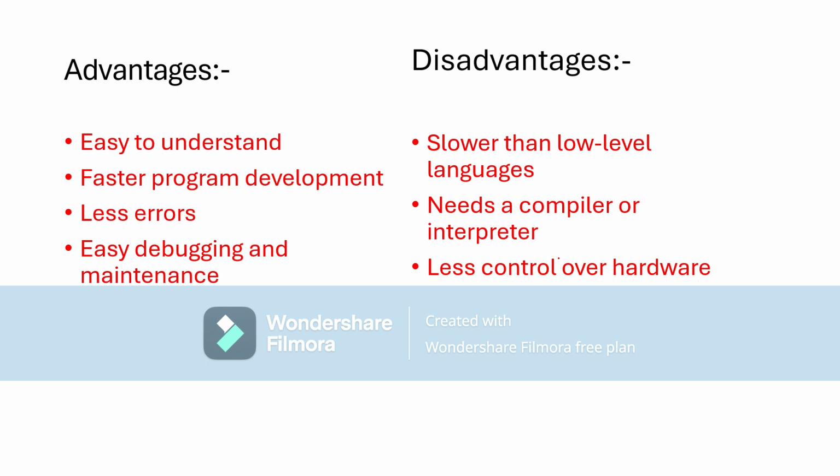Disadvantages: high level languages are slower compared to machine level and assembly level languages. This is because the code must be translated before execution. So high level languages are a bit slower than the lower level languages, and they need a compiler or an interpreter.